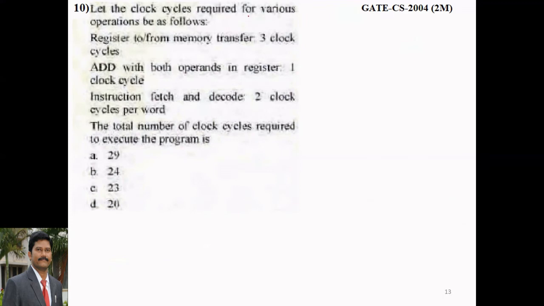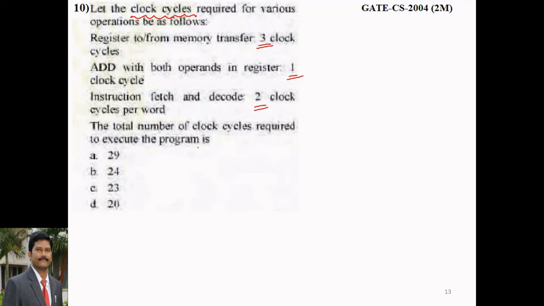Let the clock cycles required for various operations be as follows. Some clock cycles for each sub operation: a register to or from memory takes 3 clock cycles, an add instruction with both operands in register will take 1 clock cycle, and instruction fetch and decode takes 2 clock cycles. The total number of clock cycles required to execute the program is?